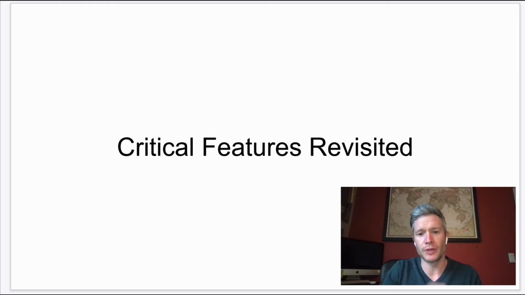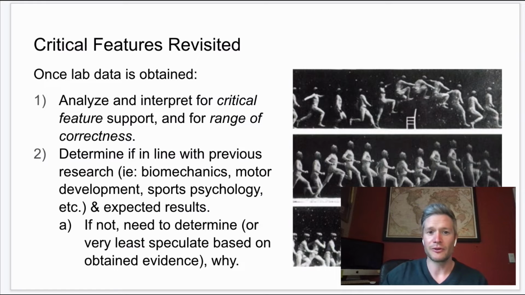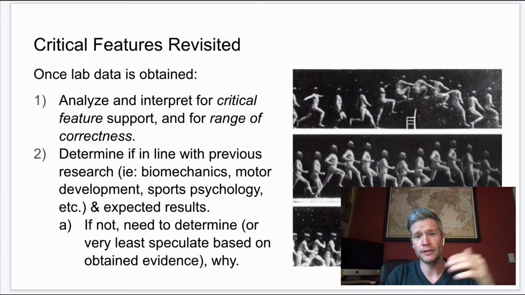And now we'll get into more of the critical features themselves. A little bit of it's review, and some of it's a bit of a new take and a different view on things. But it's all good to be reminded of. Okay, so our critical features. Once we have our lab data attained, we want to analyze this data and interpret for our critical features and see if there's support for it. And the other thing we'll get is some sort of range of data or spread of data, and that's going to directly help influence and dictate our range of correctness.